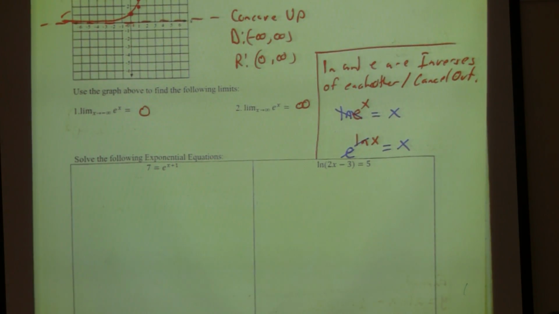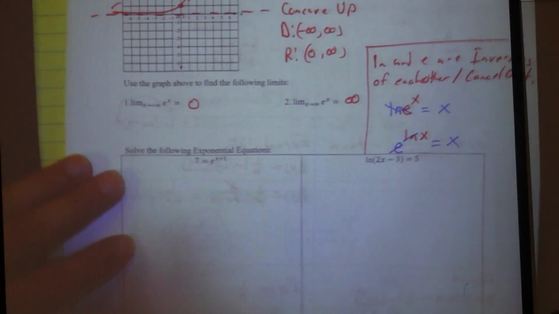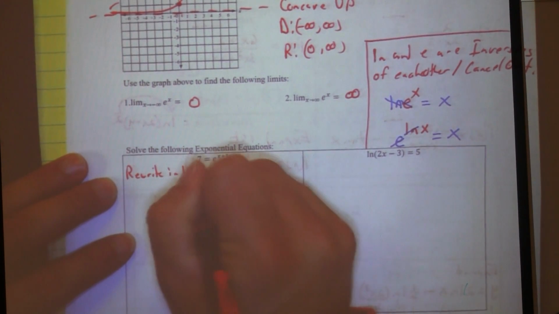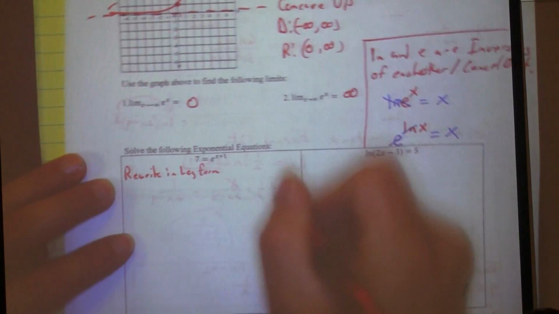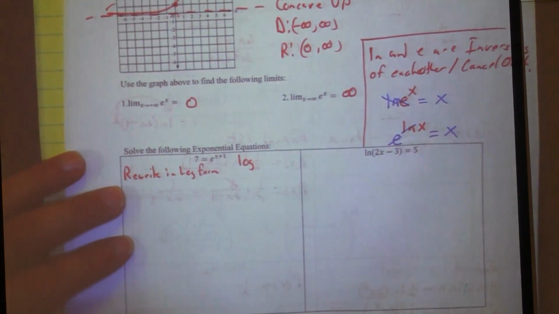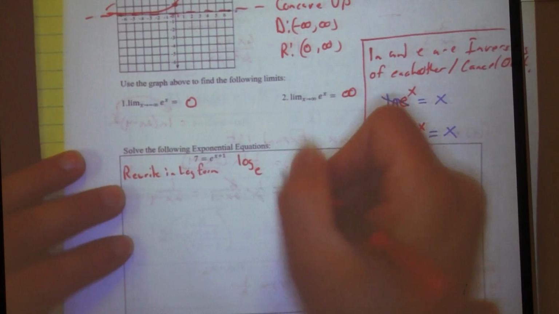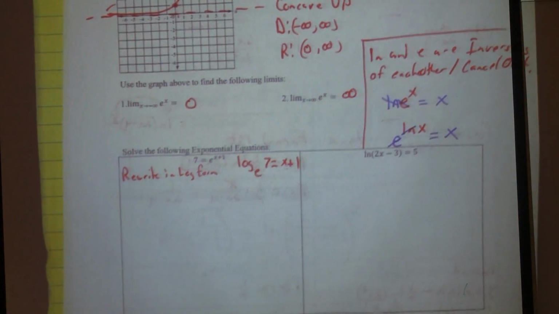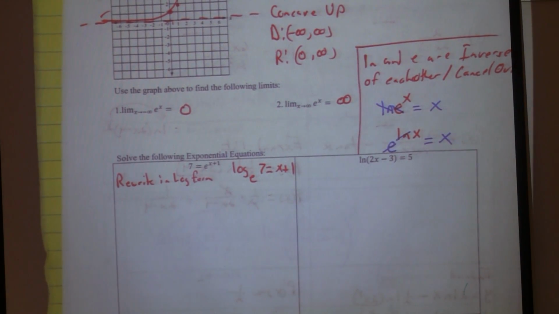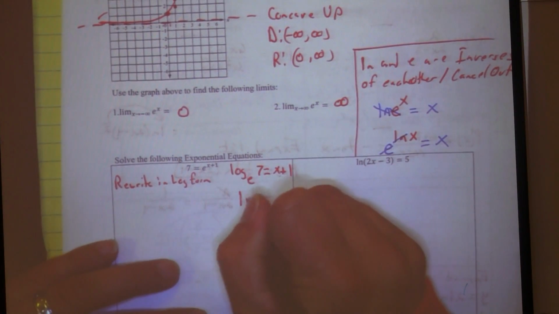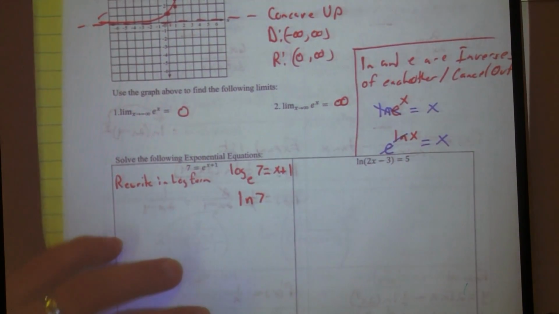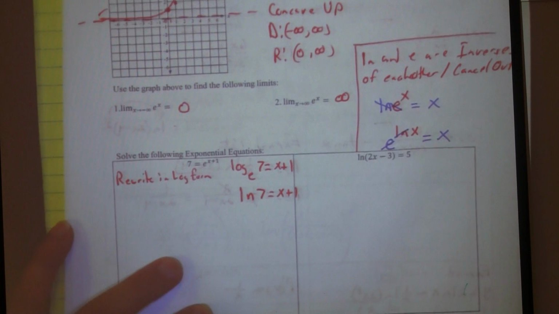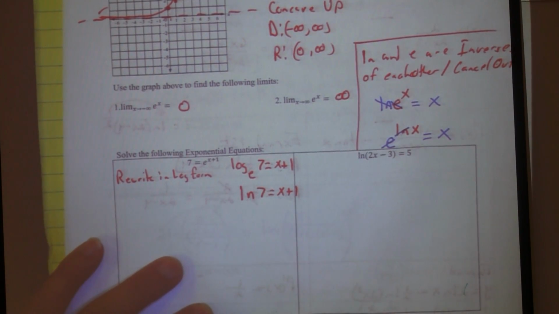Okay? So let's look at this one here. How would I rewrite this one? e to the x plus 1 equals 7. Rewrite in log form. So this would be log base e of 7 equals x plus 1. And we can replace log base e with what? ln, because whenever that is there, it's understood to be a base of e. Okay?